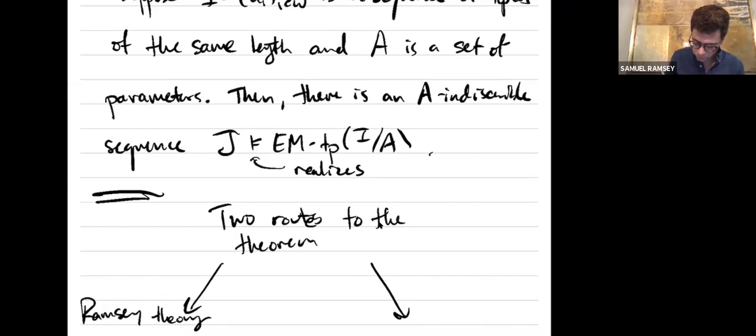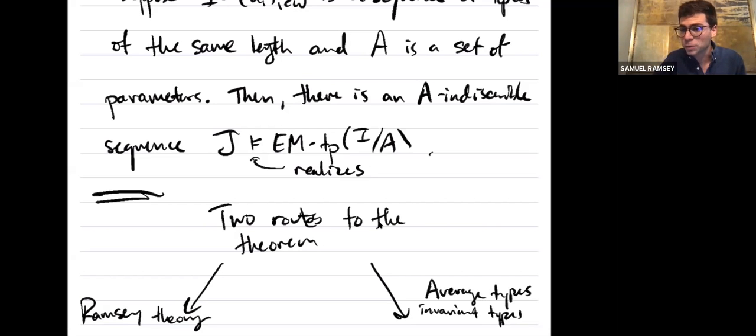Then there's another argument, which probably you haven't seen, which uses something called average types or invariant types. And spiritually, this is very close to Ramsey theory, but in model theory, somehow the setup here using average types or invariant types has uses which go well beyond just producing indiscernible sequences.